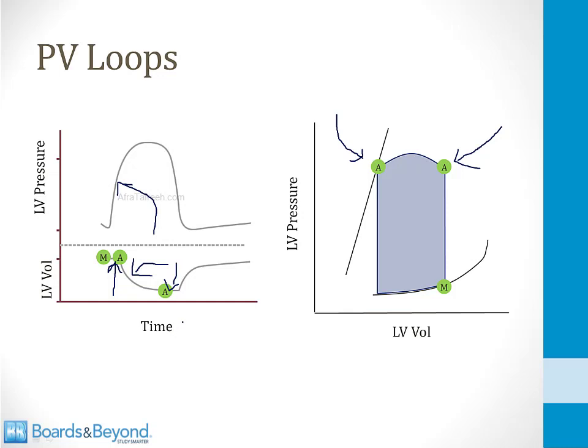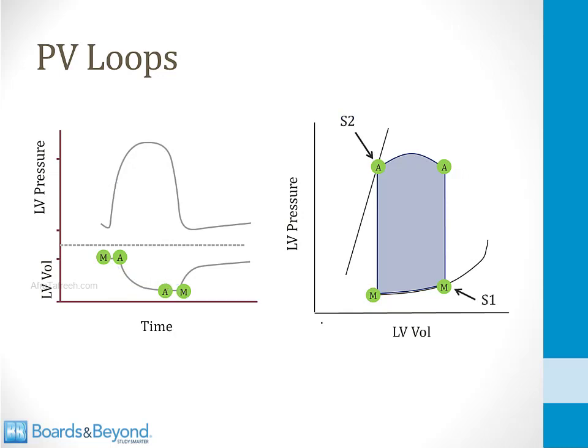Then we go through that brief period on the left where we have isovolumic relaxation, and then the mitral valve opens, and that's shown now on the left side of the screen and also on the right. So it's important you know which points in the pressure volume loop represent the opening and closing of the aortic and mitral valves, and now we've gone through all of those in this slide.